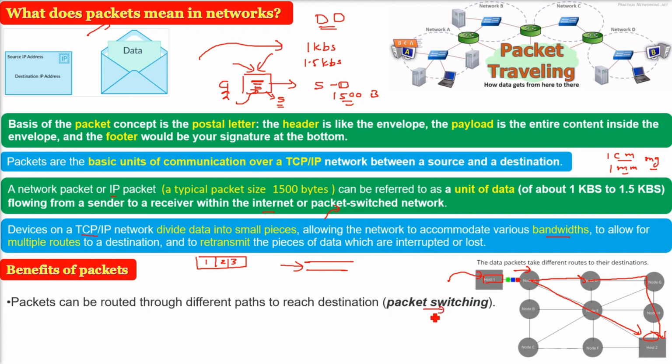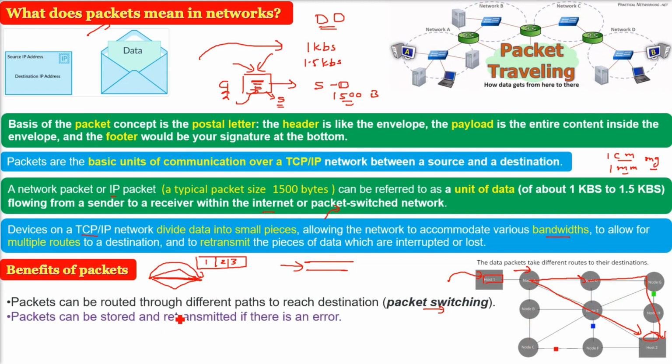So there are certain benefits of packets. Packets can be routed through different paths, as I just told you. That is why it is called packet switching, because the packet is going from one place to another. It can take a different route, different path, depending upon the congestion of the network, depending upon the available bandwidth of the network. So there are so many things involved. That is how the packet can be routed. And this kind of network is called packet switching.